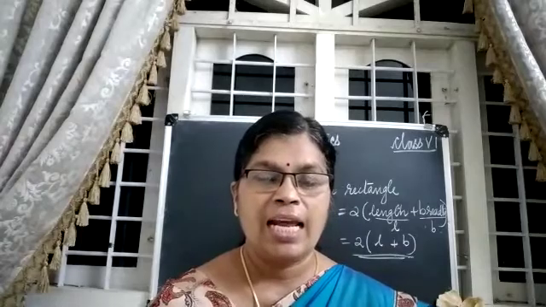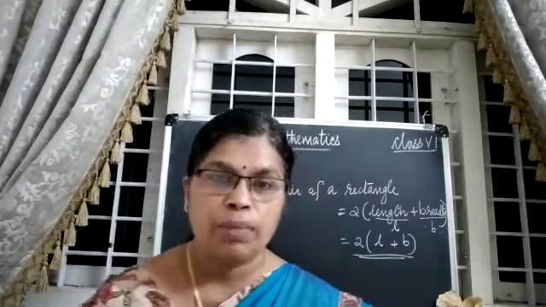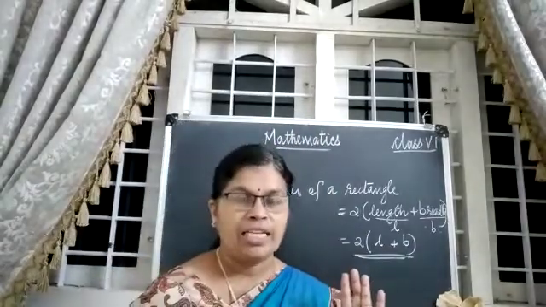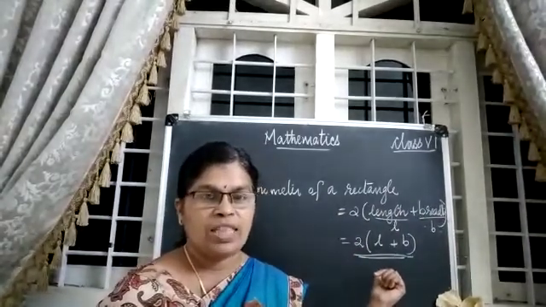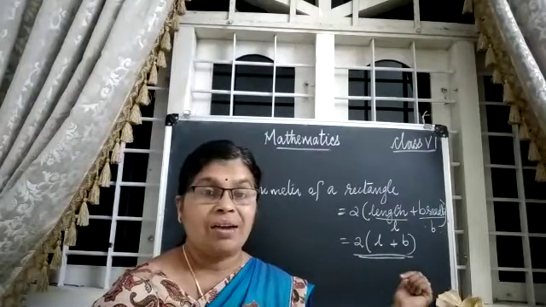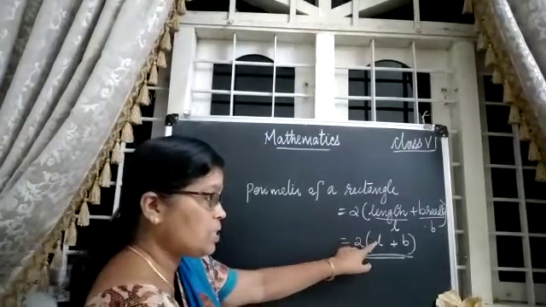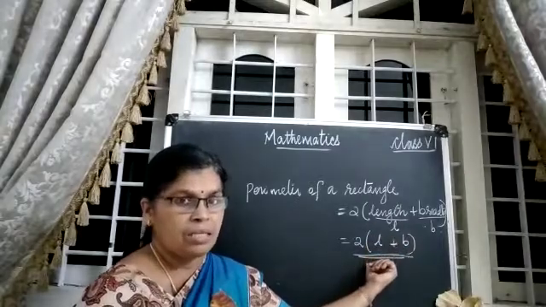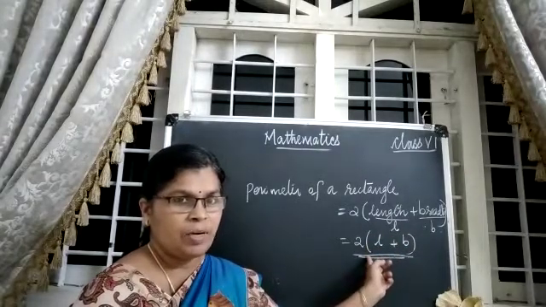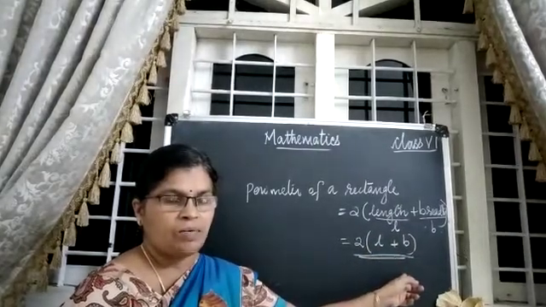What is L? That is length. What is B? That is breadth. Instead of writing the whole thing, let us write using variables. These alphabets L and B are variables in this expression. It is an algebraic expression, right?